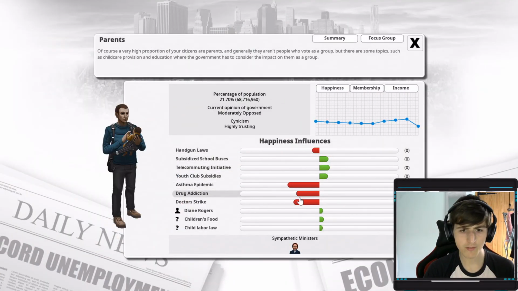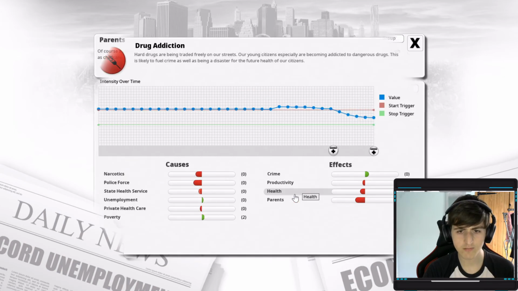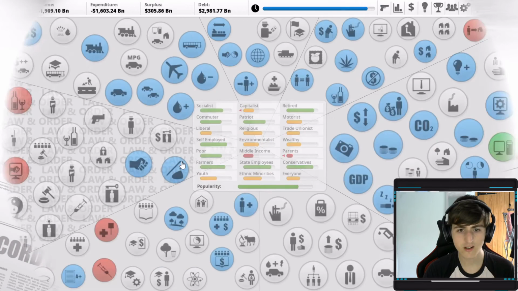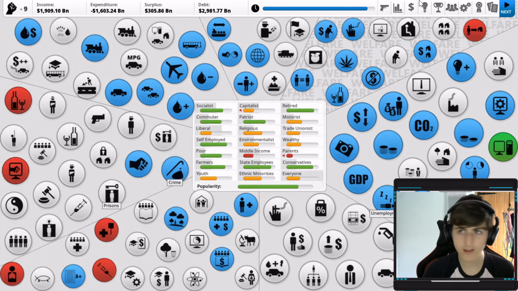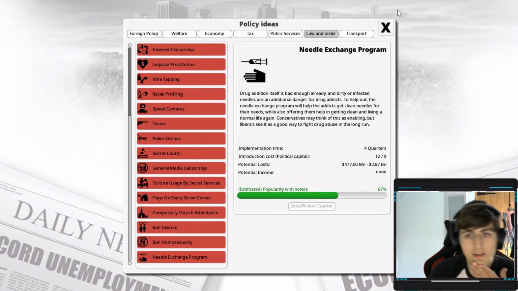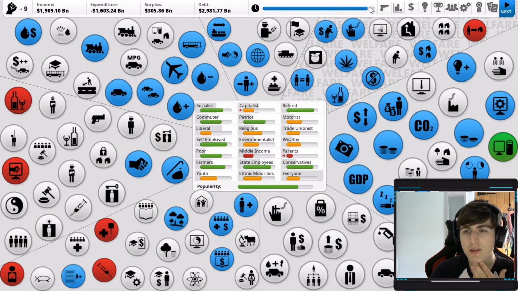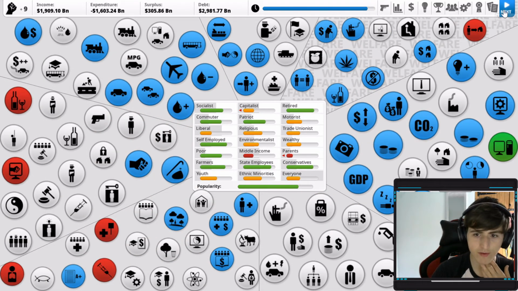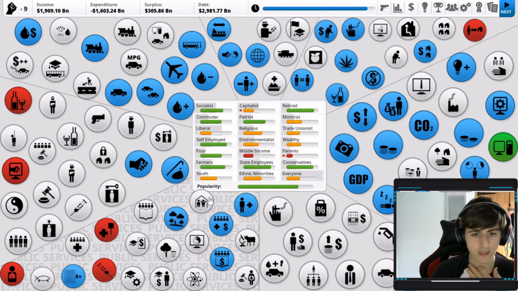Parents are very unhappy because of the doctor strike, drug addiction and asthma. I mean, I'm trying everything I possibly can. Narcotics are just outlawed. Completely outlawed. There's not much more I can do, really. That's not very popular, but the problem is we've got the election next turn. I can do that if I get re-elected, and I should be getting re-elected, really, unless something really bad goes on. So we'll see how this re-election goes.